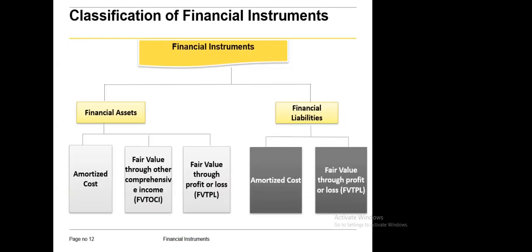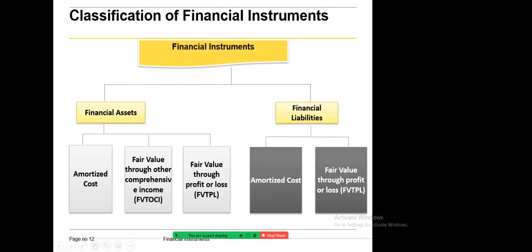Now let us understand the classification of financial instruments. This classification is very important because basis this classification only, you will be doing the treatment of your various financial instruments. So we have two types under your financial assets and under your financial liabilities. Under your financial assets, we have three types of classifications: amortized cost, fair value through other comprehensive income, and fair value through profit and loss. Under your financial liability, we have two types of classification, amortized cost and fair value through profit and loss.